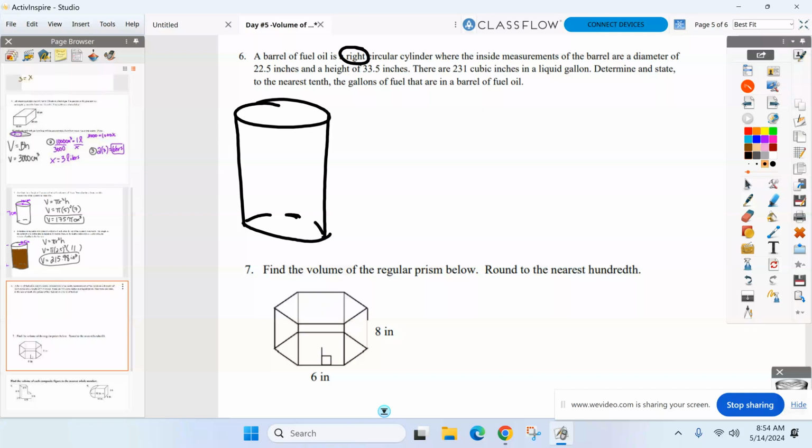All right, what do we got? Diameter of this barrel is 22.5 inches with a height of 33.5 inches. There are 231 cubic inches in a gallon. I know it's volume day, but that's how I'm going to know in the future that I have to find the volume, cubic inches. How many gallons are in here? So there's going to be a conversion at the end. But before we do any converting, we got to find the volume.